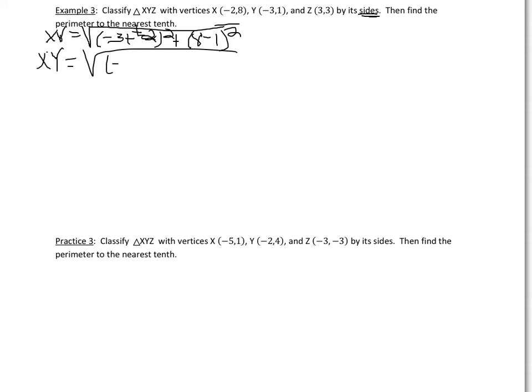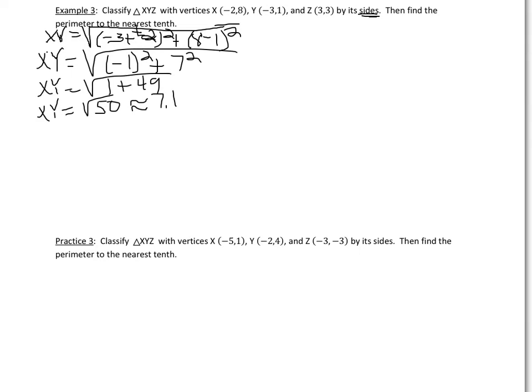So the distance for XY is going to be the square root of, this will be plus a positive, so negative 1 squared plus 7 squared, which gives me the square root of 1 plus 49. So XY is the square root of 50, which is approximately, if we plug it into a calculator, 7.1. Okay, so there's one side of my triangle. Let's find another side. Let's do the side XZ.